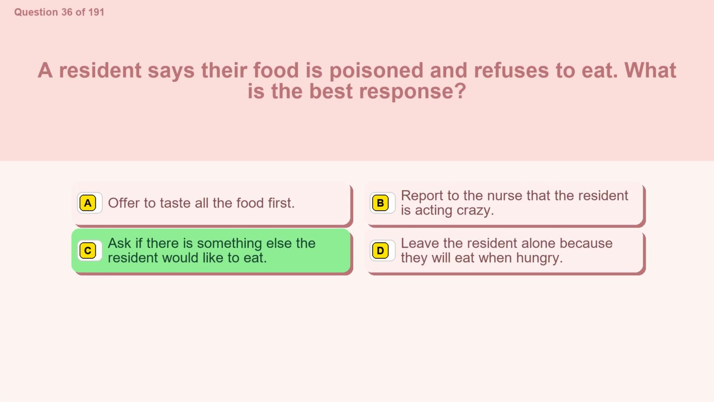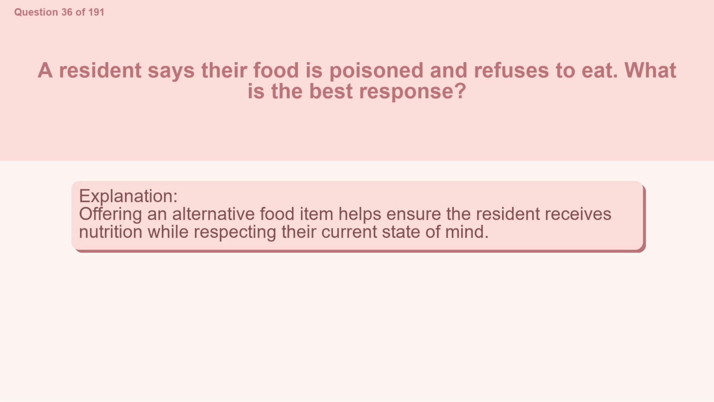The correct answer is option C. Ask if there is something else the resident would like to eat. Offering an alternative food item helps ensure the resident receives nutrition while respecting their current state of mind.